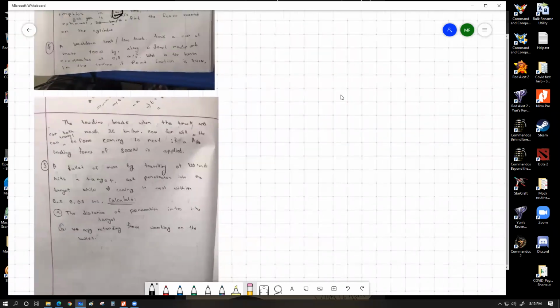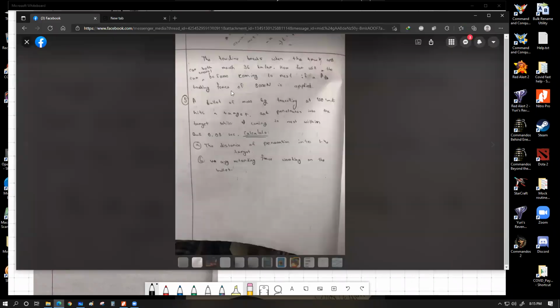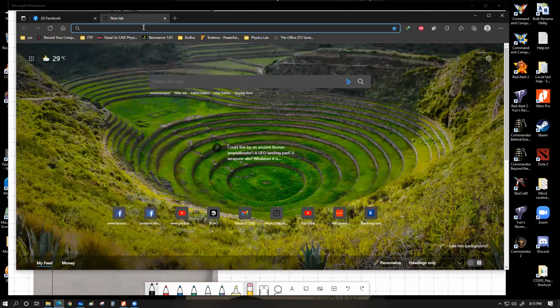Okay, let's have a look at question number 4. We have 2 parts of the question right over here. A breakdown truck or a tow truck. You kids do understand what a tow truck is, right? So for those of you who do not understand what that is, let me just show you.